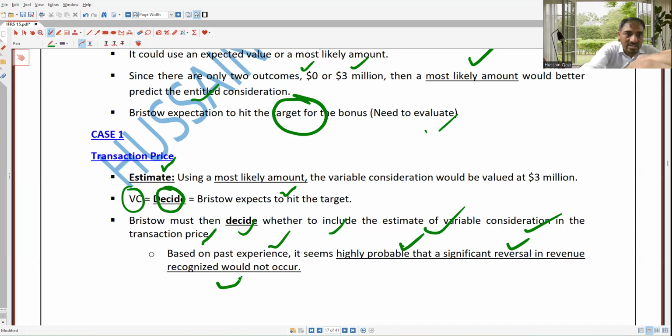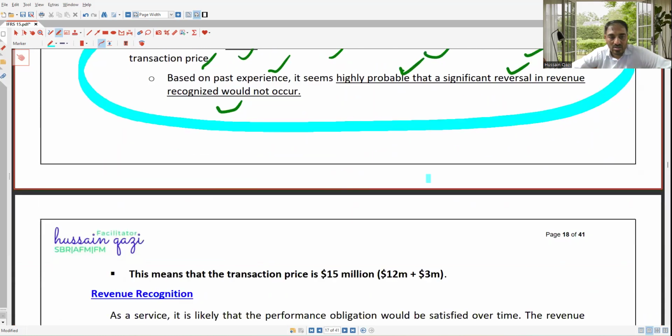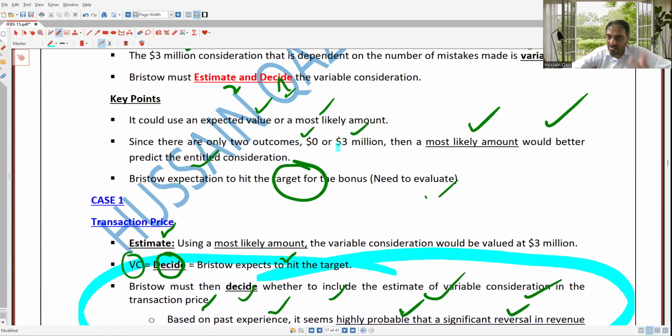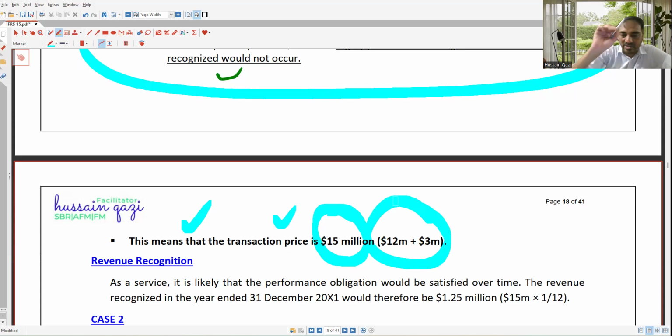This is the point about decision. So the decision, then the estimate, they have already done. The point is that this means the transaction price is 15 million. That's the total, 15 million. So yes, 3 million must be added to the fixed price as part of the transaction price. That is the point. I hope it's very clear to all of you.